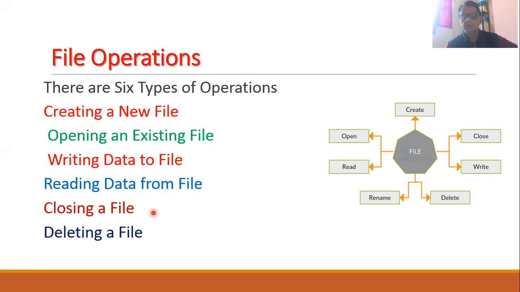Apart from this, it is possible in C programming that you can delete a file or you can rename a file. So these are the 6 different types of operations that can be performed by using C programming language. And some of these operations we are going to discuss in this session.